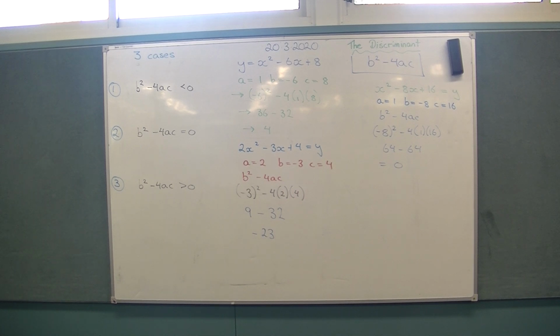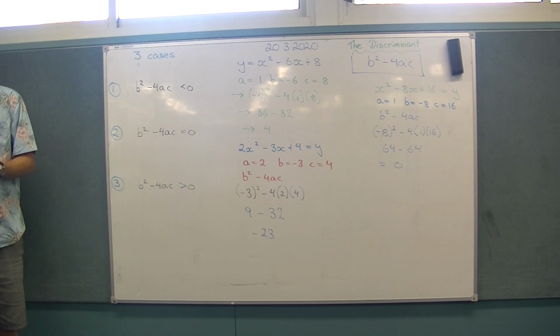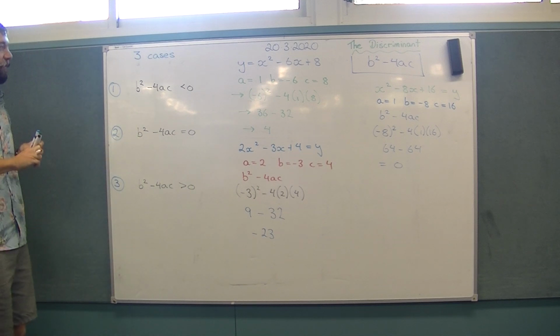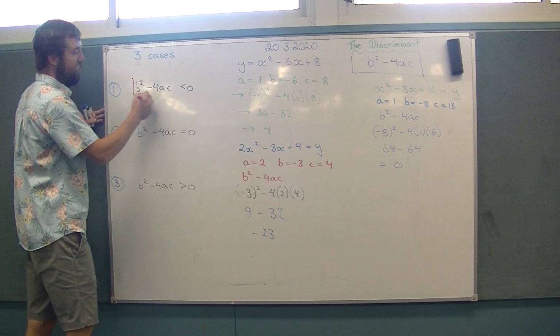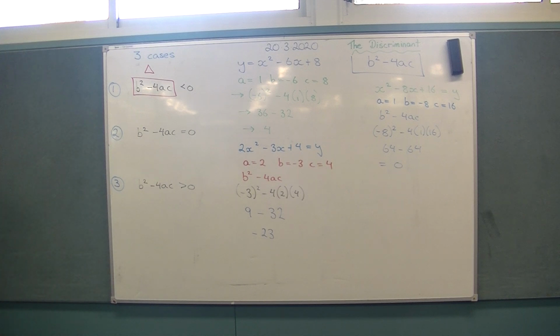How many solutions? 1. How do we know? Because it equals 0. It equals 0. Good work. Equals 0. Right? One thing you might come across is that they substitute this out for delta.